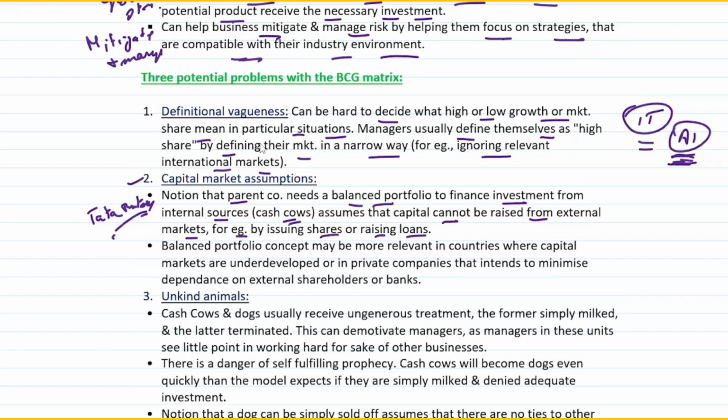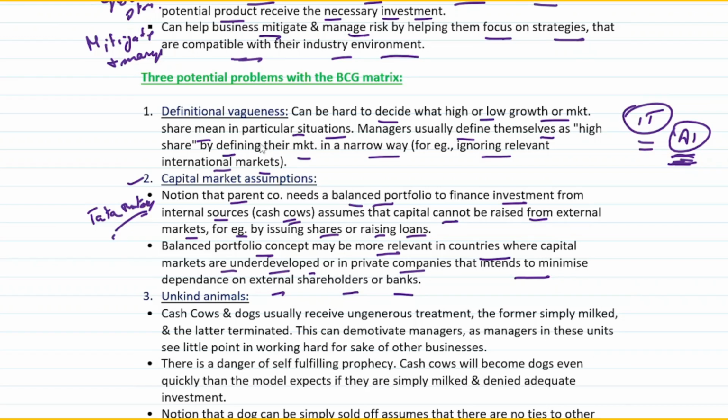So that's one of the flaws. Then it says the balanced portfolio concept may be more relevant in countries where capital markets are underdeveloped, or in private companies that intend to minimize dependence on external shareholders or banks. So a balanced portfolio can work in countries that are very underdeveloped. That means it's difficult to raise money from the external market. That's what the underdeveloped markets have to go through.